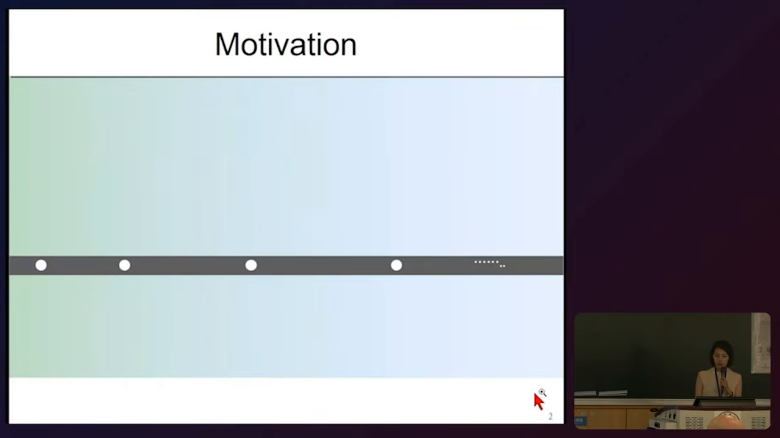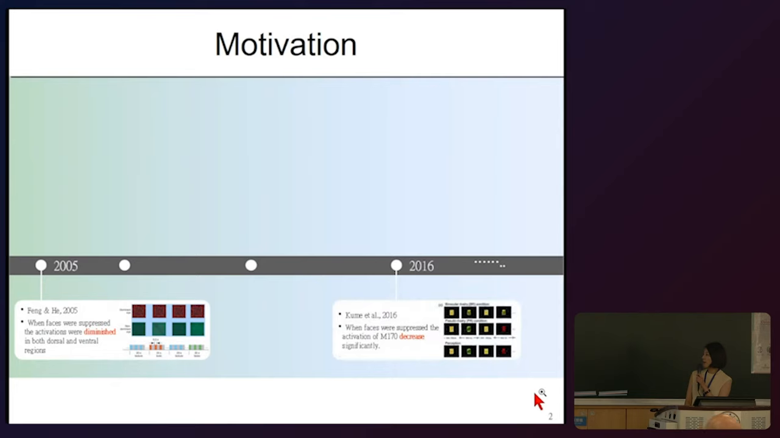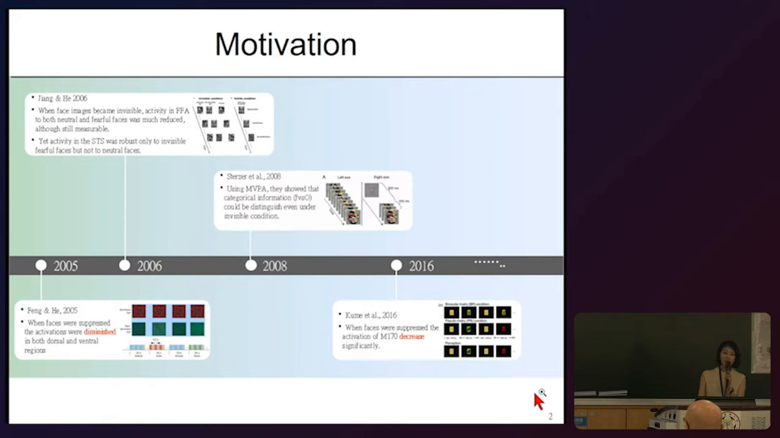With regard to this issue, there have been a lot of studies. For example, using a binocular rivalry based paradigm, prior studies demonstrated that when faces were suppressed into invisibility, neural activations were decreased or even diminished. However, another study demonstrated that even though activations were reduced, they are still measurable. Furthermore, when other components such as emotional information were included, the activation from face areas such as STS is robust.